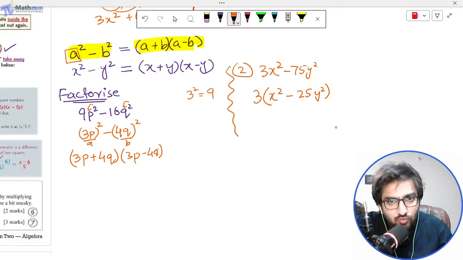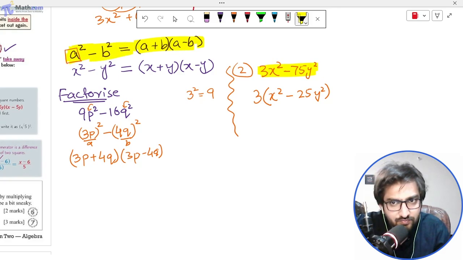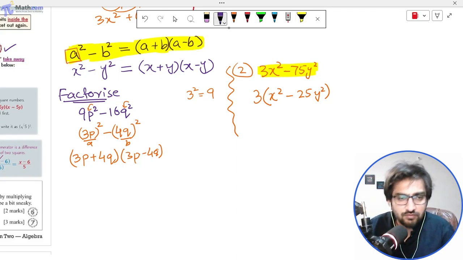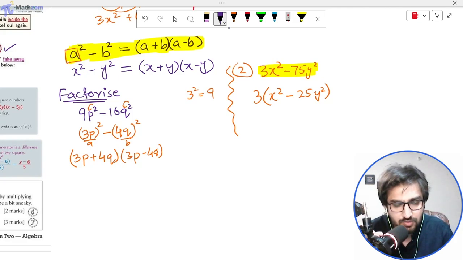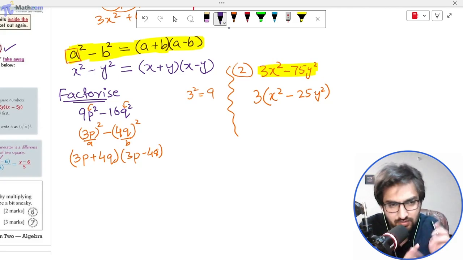Because converting that question into the form of this formula was not possible. That was not possible because 3 cannot be converted into the form of a square, and 75 cannot be converted into that form. So therefore I have taken 3 common. All right, so with practice you will understand these types of things, that you need to take common, or you can directly do this. So you will learn these things with practice.